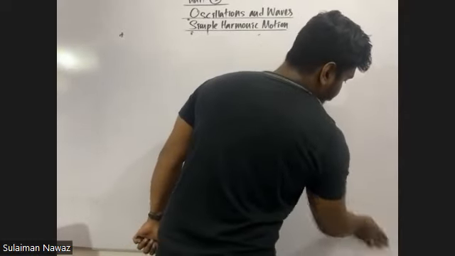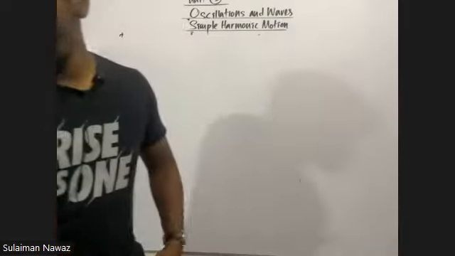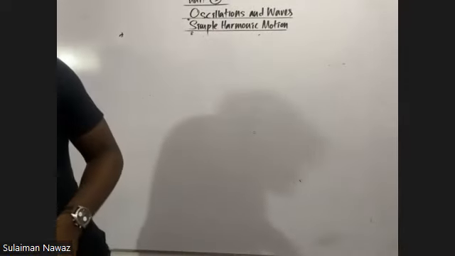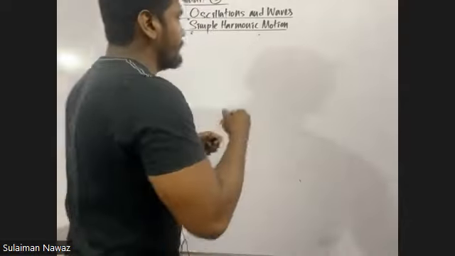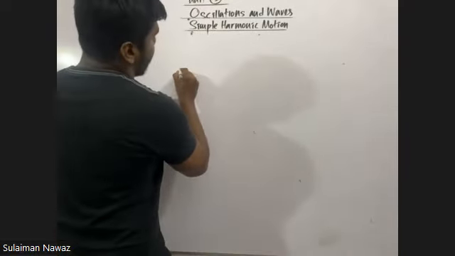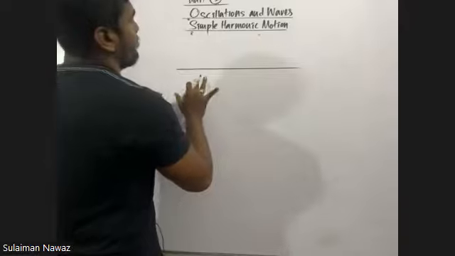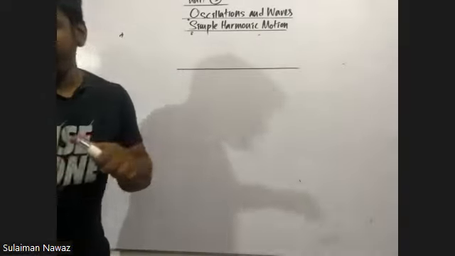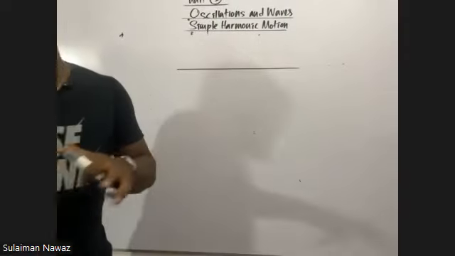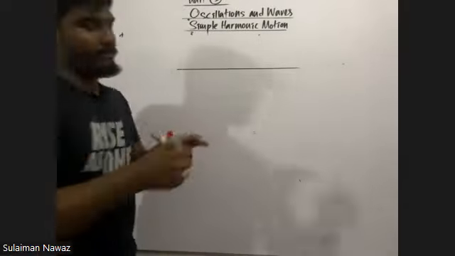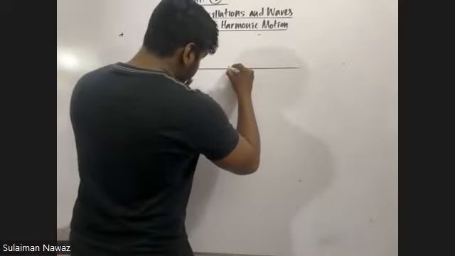Now look at it, listen very carefully. Right, okay. Now when an object moves in simple harmonic motion, look at it. Now we say this point is our equilibrium point, capital O.